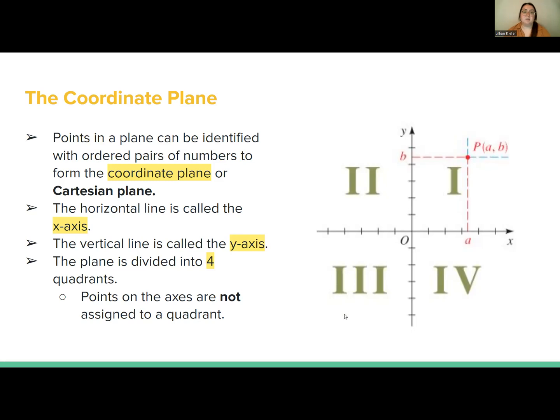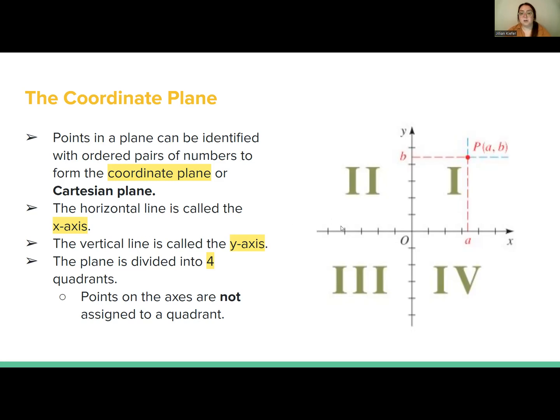We see that points on a plane are identified with ordered pairs of numbers, and this forms a coordinate plane. It's also called the Cartesian plane, but we'll almost never call it that. But if you do happen to see it named Cartesian plane, it's the coordinate plane.